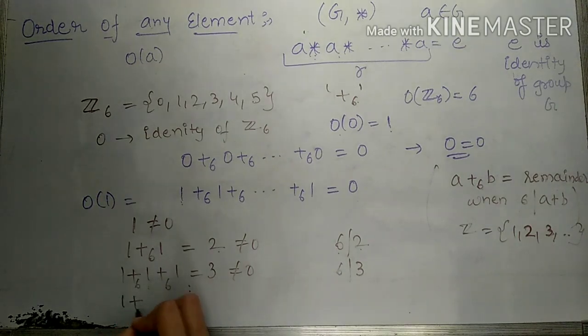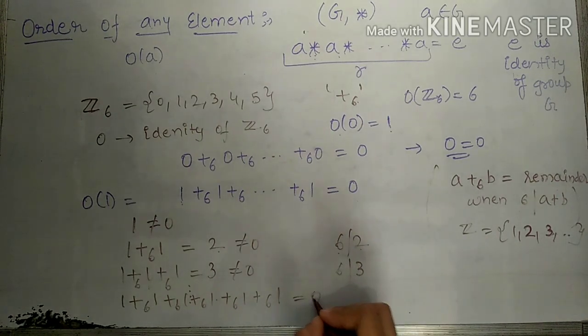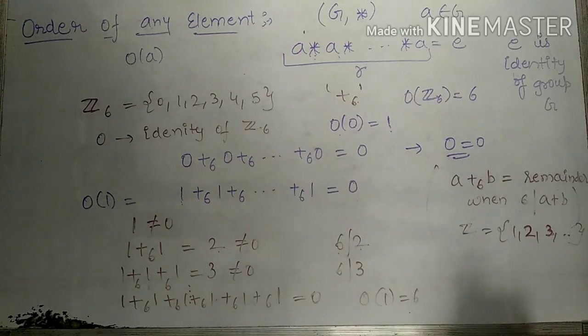When 1 is operated with itself 6 times, then under the operation of addition modulo 6, it will equal 0. So what is the order of 1? The order of 1 here is 6.